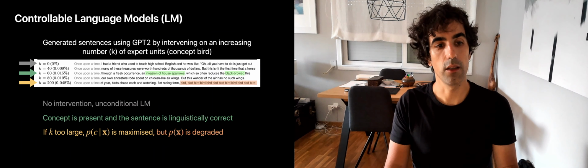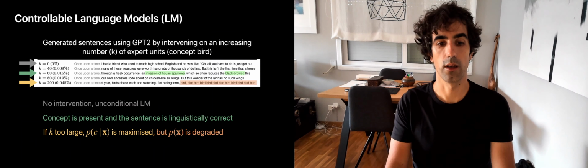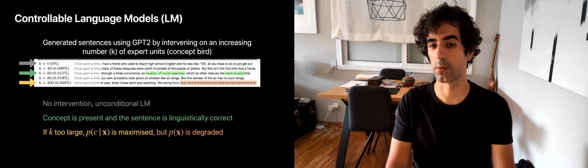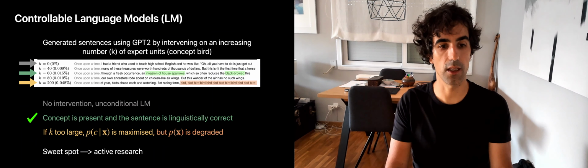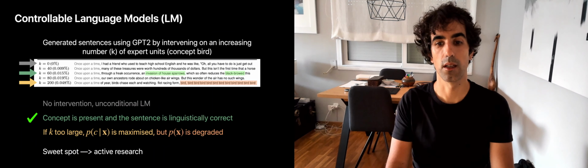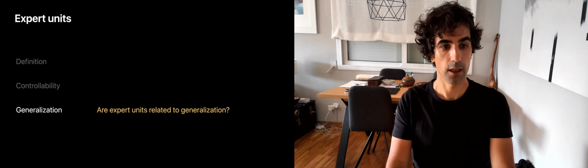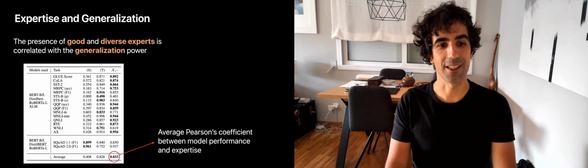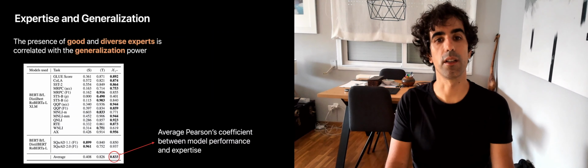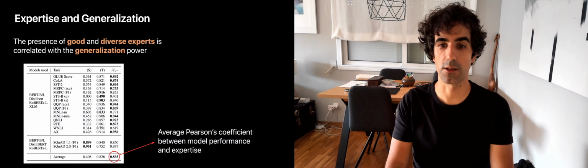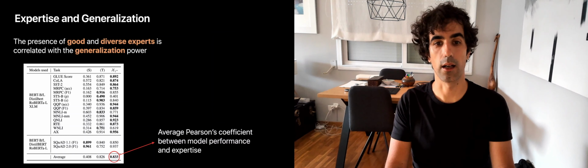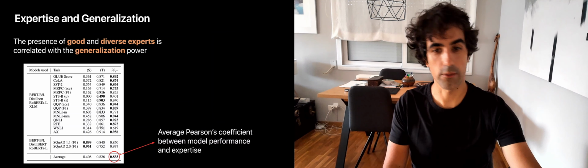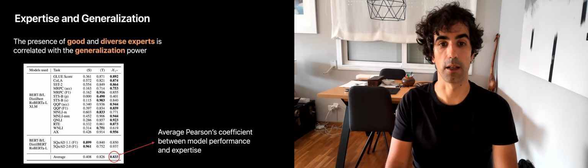On the other hand, if we induce too many experts, then we're maximizing the intermediate model in the product of experts, but we're degrading P of X, which is the language model probability. So there is a sweet spot, which is active research, but we've seen that actually we can control language models without modifying them. There's still a corollary to these experiments, which is that the presence of good and diverse experts is also correlated with the generalization power. I will not extend on that here because of time, but these results are present in the paper, and you can check them out.